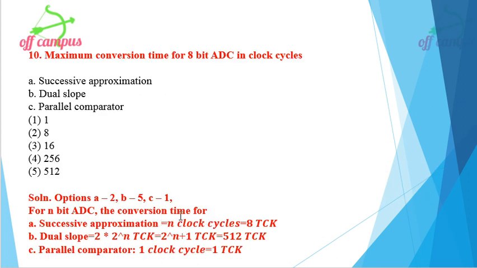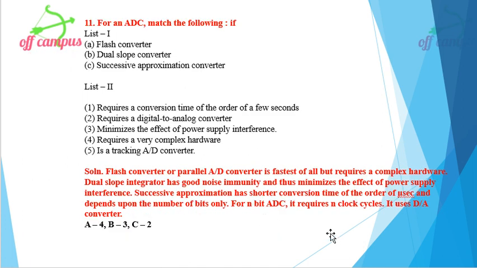For successive approximation, n clock cycle; for dual slope, 2 power n plus 1; parallel, 1 clock cycle. So for successive approximation it requires n clock cycle. It uses a digital to analog converter. Successive approximation is actually an analog to digital converter, but it uses a digital to analog converter. Then successive approximation converter requires a digital to analog converter, SAR. In short, SAR requires a digital to analog converter.